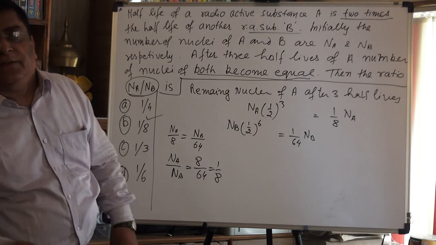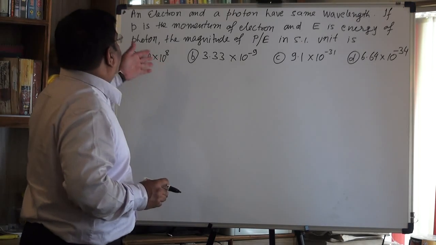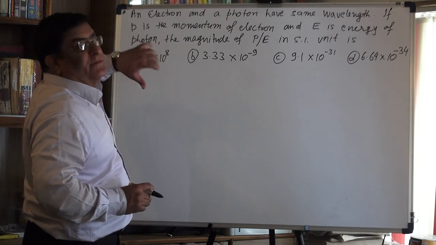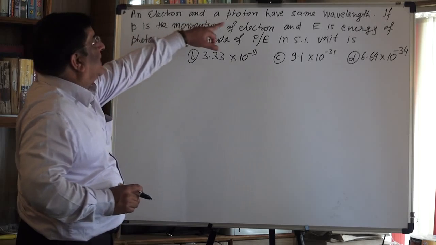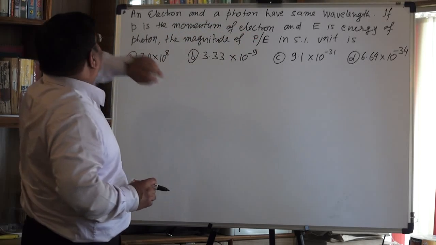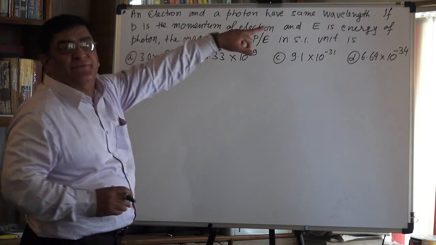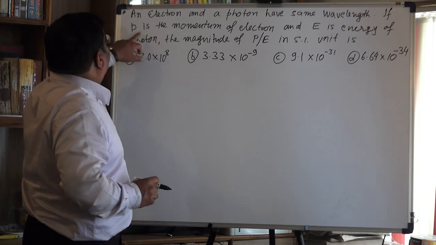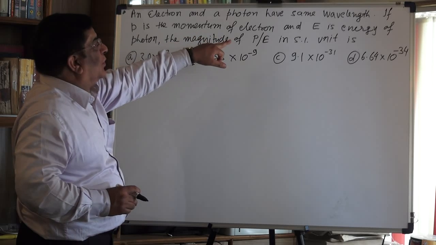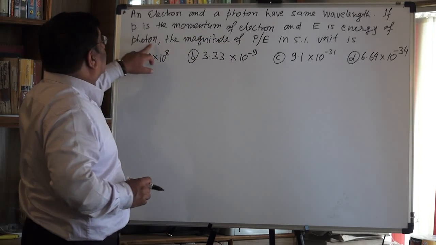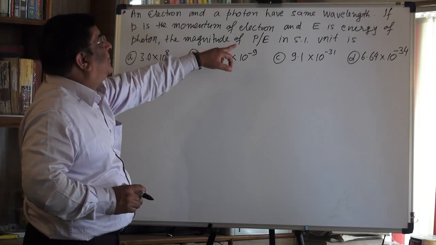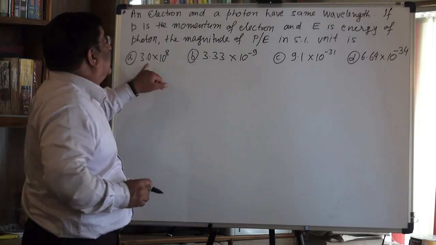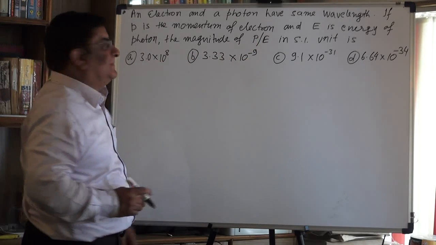Okay, here is another numerical from modern physics. This is from the dual nature. An electron and a photon have the same wavelength. Electron has wavelength, that is in its wave nature. If P is momentum of the electron and E is energy of the photon, the magnitude of P upon E in SI unit is one of these options.